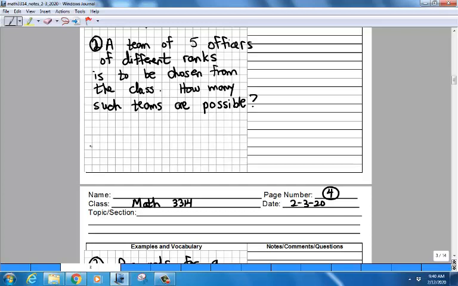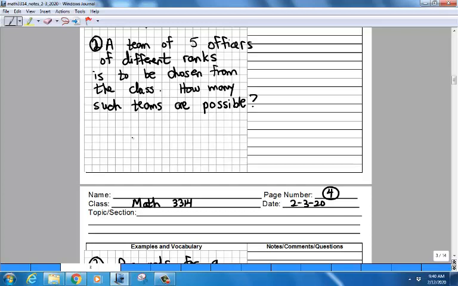Just don't be shy. Just pick a person, right? Okay. But what are you going to do with that person once you pick them? Assign them a rank, right? Okay. So you're going to pick a person to assign a rank.